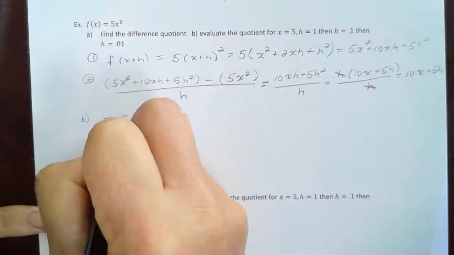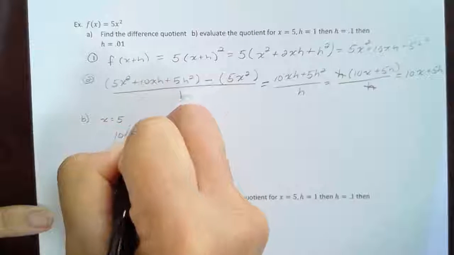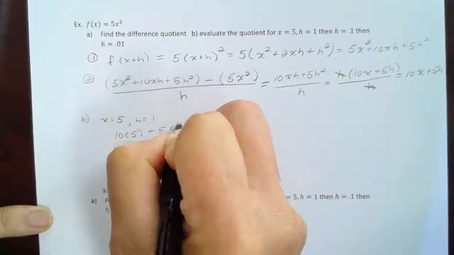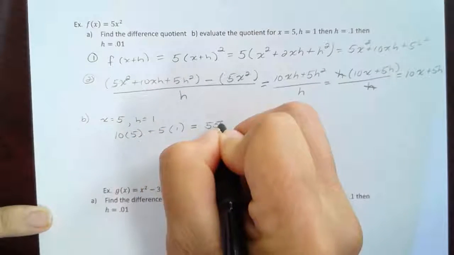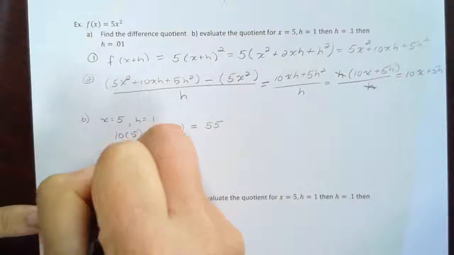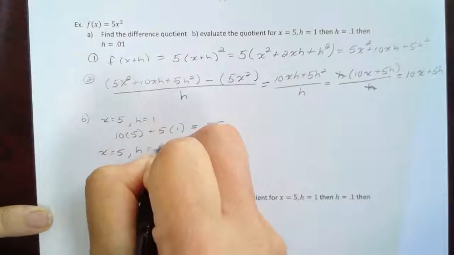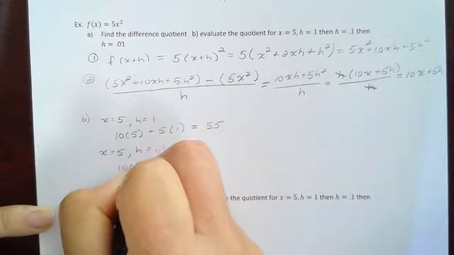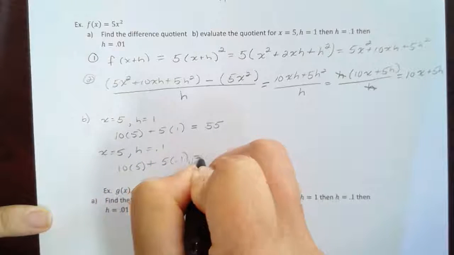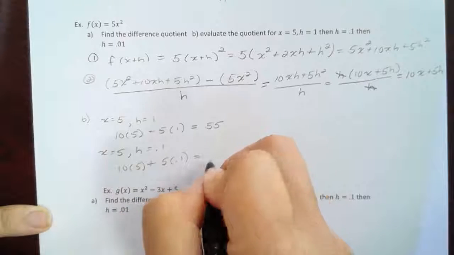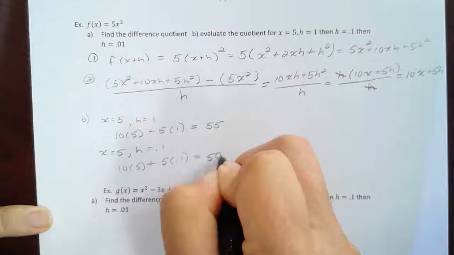Alright, so 10 times 5 plus 5 times 1 will be equal to 50 plus 5, 55. In the second instance, where x is 5 and h is 0.1, it will be 10 times 5 plus 5 times 0.1, which will be 50 plus 0.5, so 50.5.